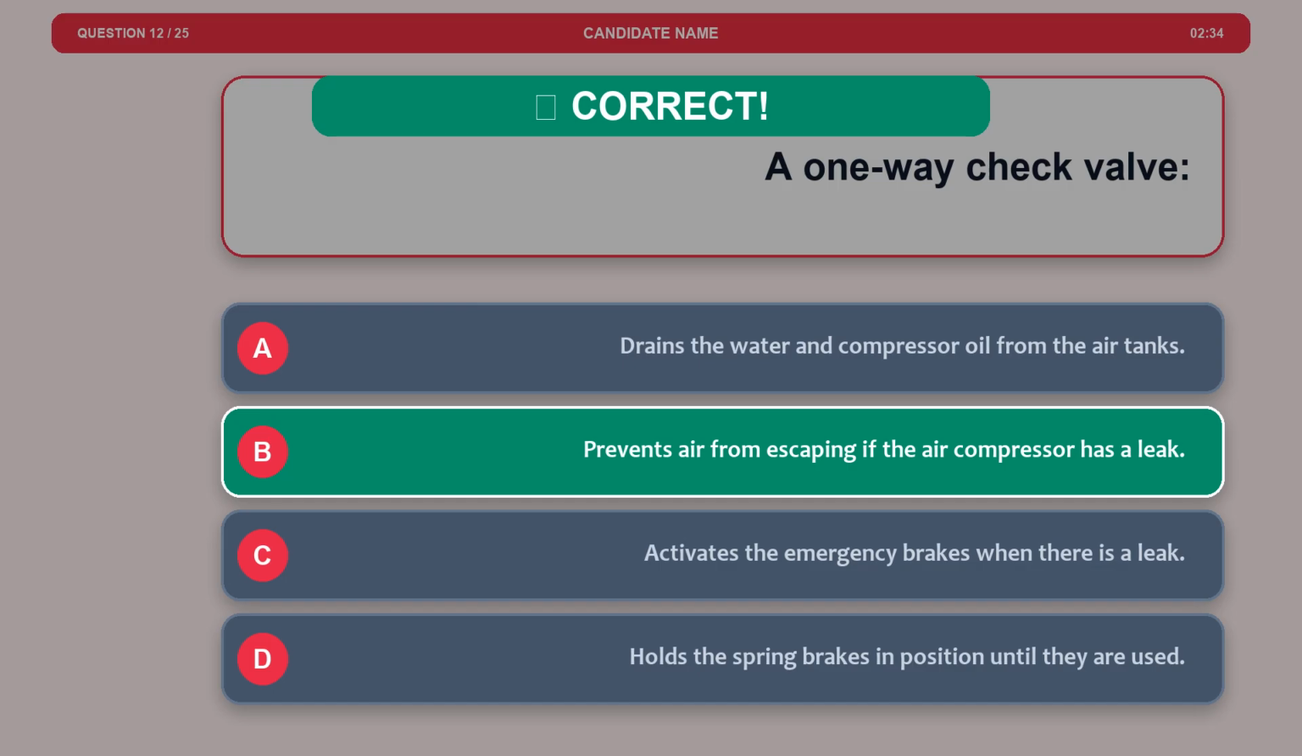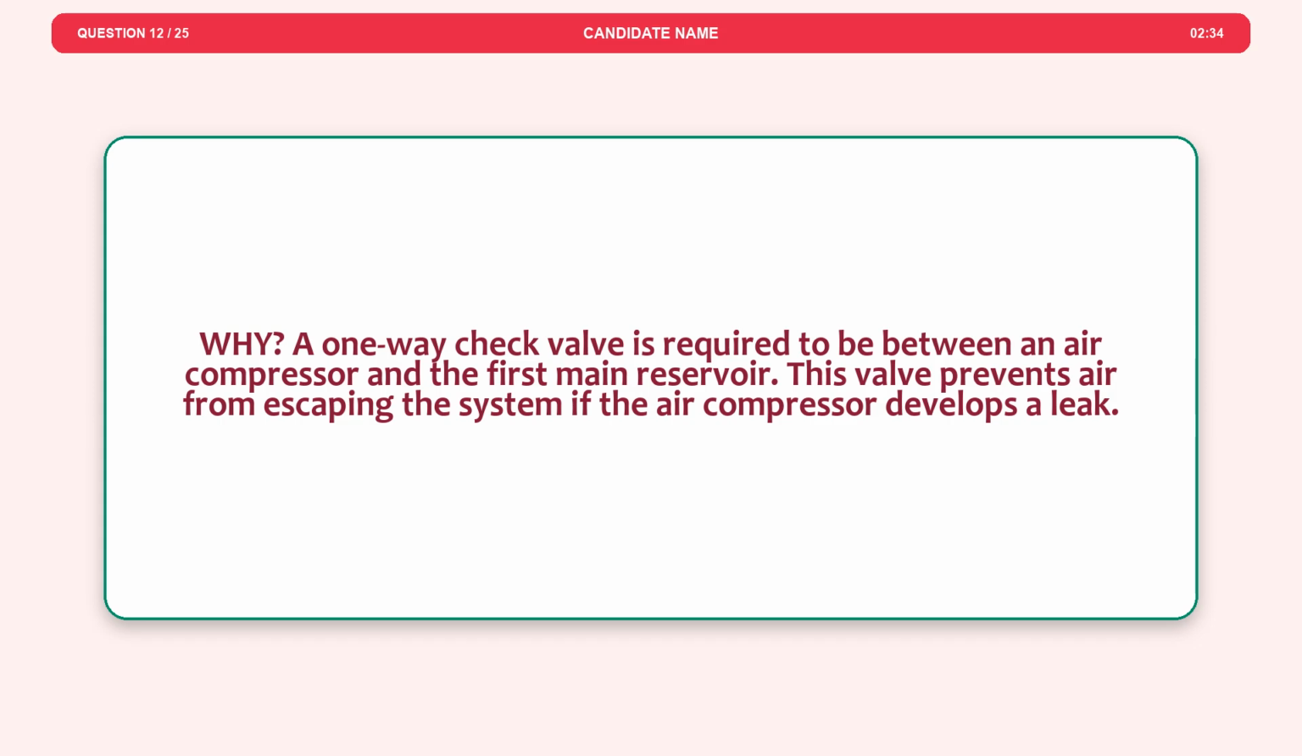The correct answer is option B, prevents air from escaping if the air compressor has a leak. Explanation. A one-way check valve is required to be between an air compressor and the first main reservoir. This valve prevents air from escaping the system if the air compressor develops a leak.